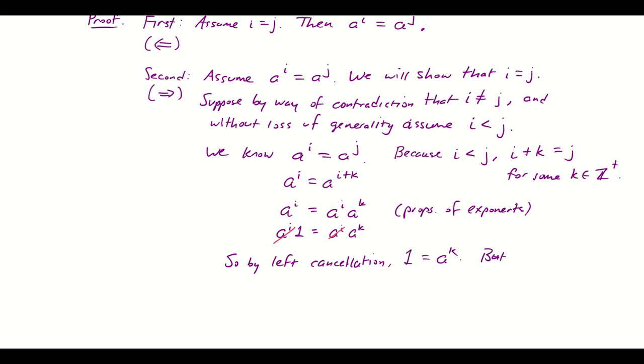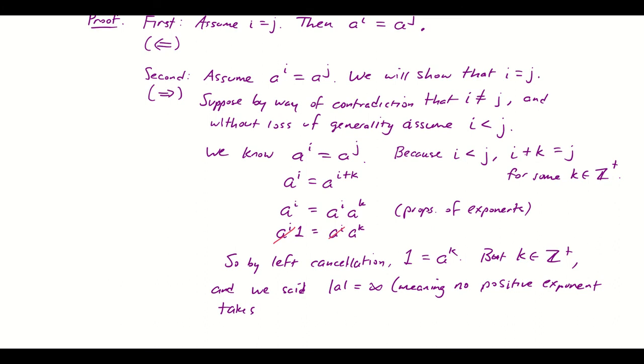But k is a positive integer, and we said the order of a is infinite, meaning no positive exponent takes a to the identity. So we've got a contradiction here, because we wound up with some non-zero, in fact positive, power of a equaling 1, and that's directly contradictory to what it means for a to have infinite order. If a has infinite order, there is no power of a with a positive exponent that is equal to the identity. So that's where our contradiction comes from.